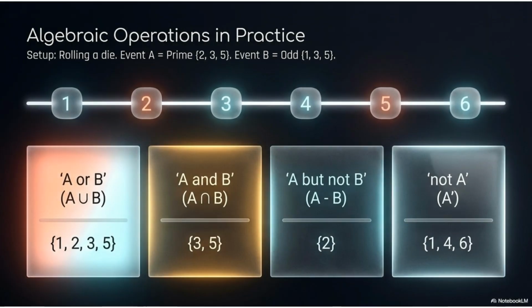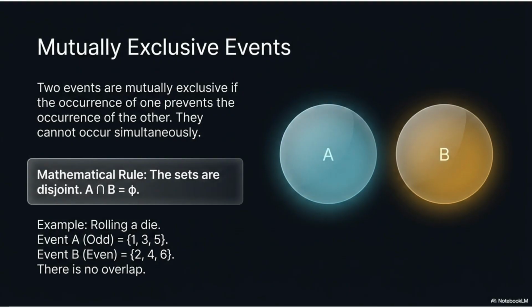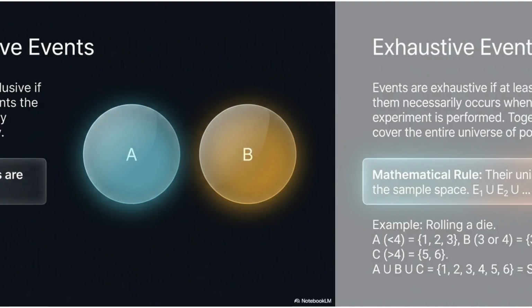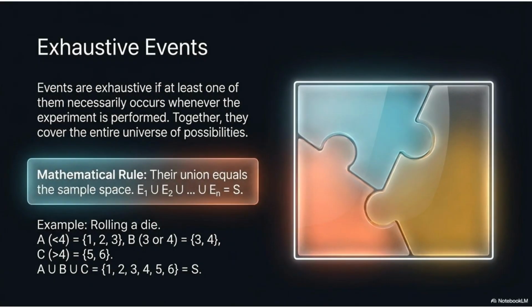Applying these operations to rolling a die, where A is a prime number and B is an odd number, shows us how these different set combinations result in distinct subsets. Events are mutually exclusive if they cannot occur simultaneously, meaning their intersection is empty. Conversely, events are exhaustive if their union covers the entire sample space, ensuring at least one of them must occur.